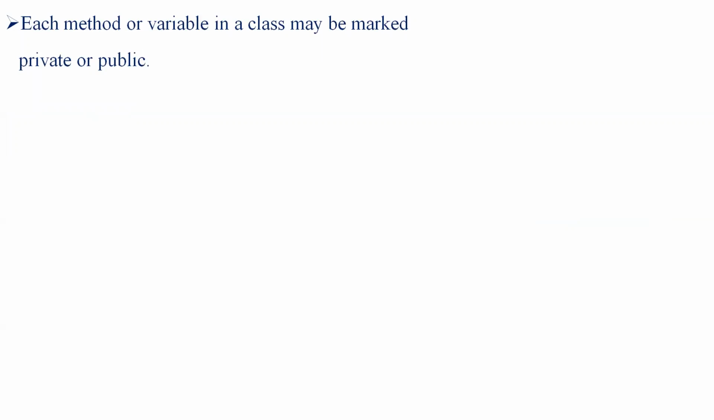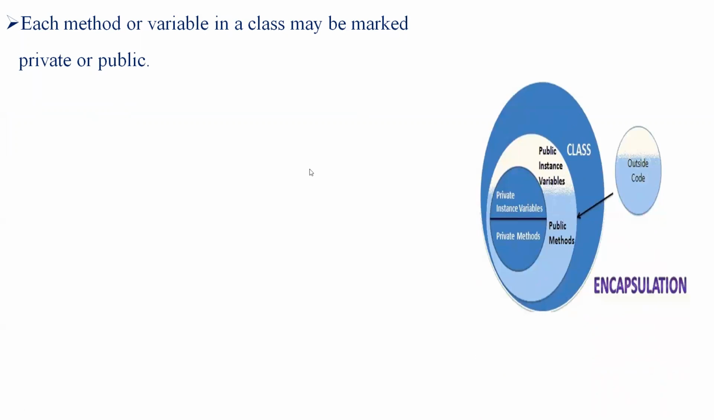In encapsulation, each method or each variable in a class may be marked as private or public. So what exactly is a private method and what is a public method? A private method, as the name itself suggests, cannot be accessed in other classes. It can only be accessed by the relevant methods or the relevant objects.